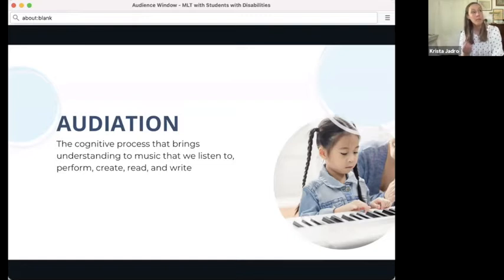Bum, bum, bum, bum, bum, bum, bum, bum, bum, bum, bum, bum, bum, bum.